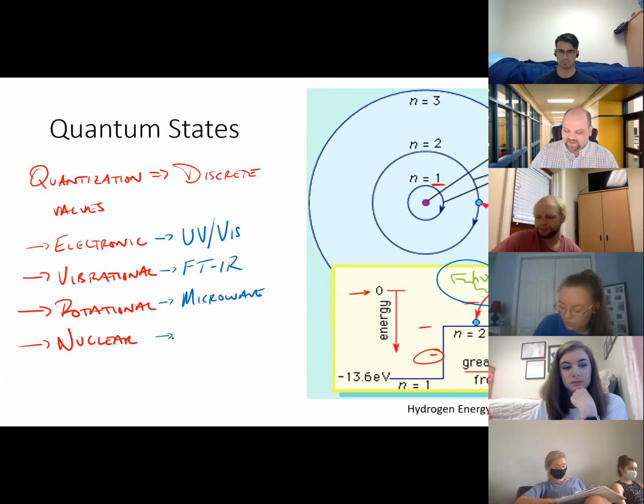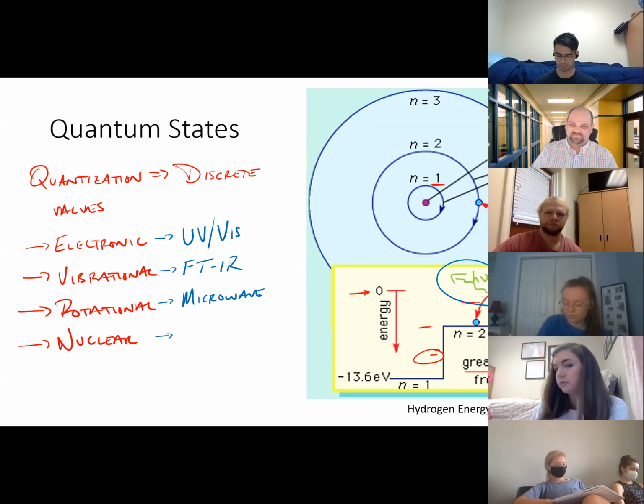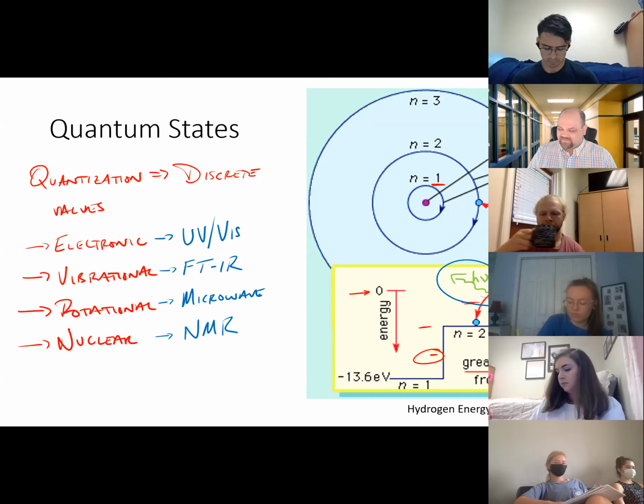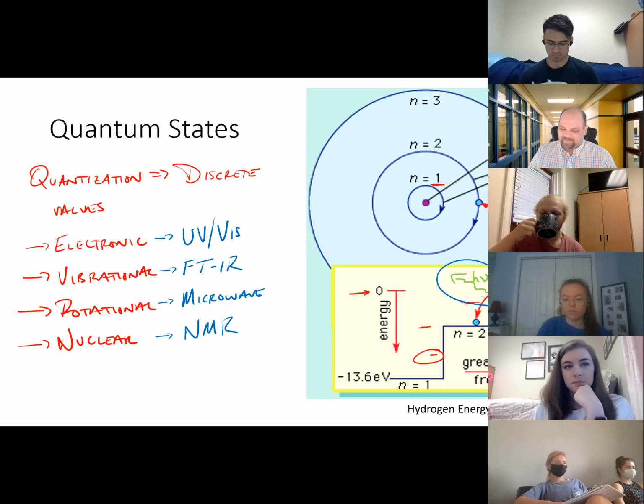And then how do we look at nuclear transitions? Is that NMR? NMR, absolutely. And NMR stands for nuclear magnetic resonance. We will discuss that much more later in the semester. But each of these types of energy transitions corresponds not only to a different instrument, but to a different region of the electromagnetic spectrum.